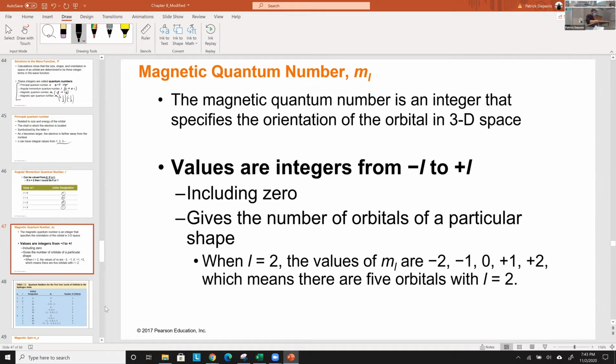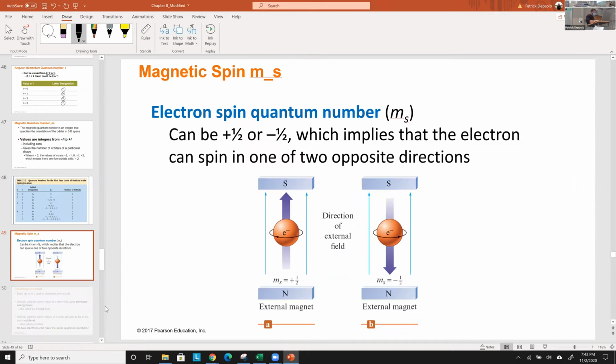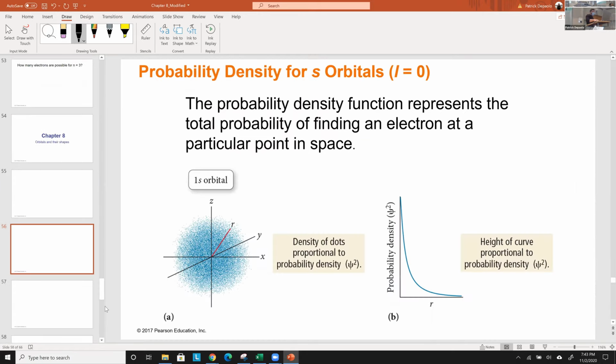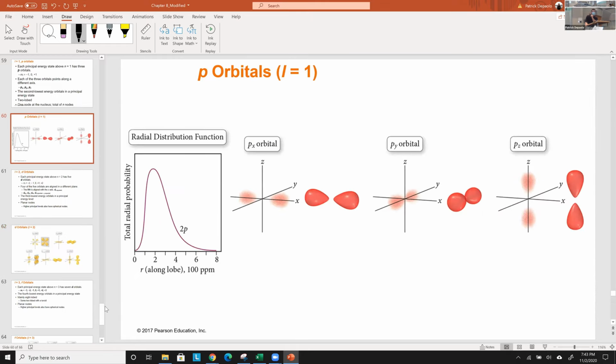So do we have pictures of those dumbbells? Yes, we do. And we're going to learn about SPDF towards the end, but here we go. Here's what a p orbital looks like. So p orbitals, there's actually 3 of them. There's an x, there's a y, there's a z. So since there's only 3 orbitals, how many ML values can there be?